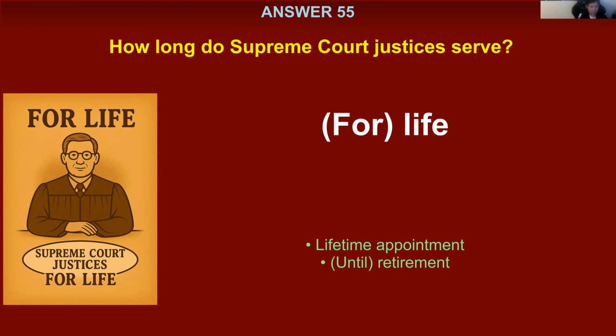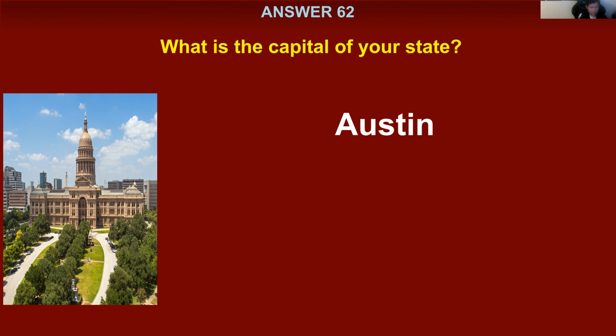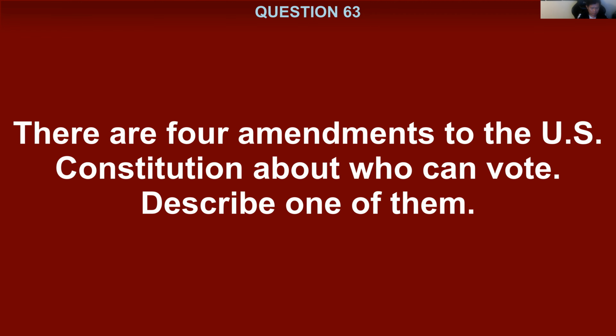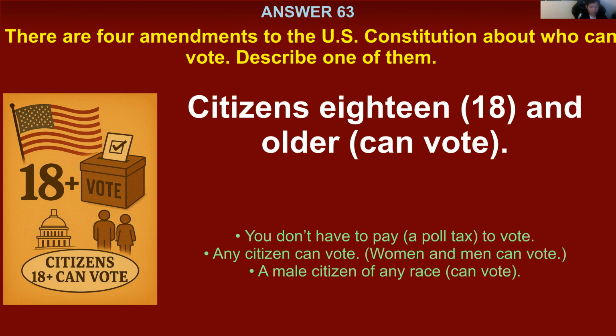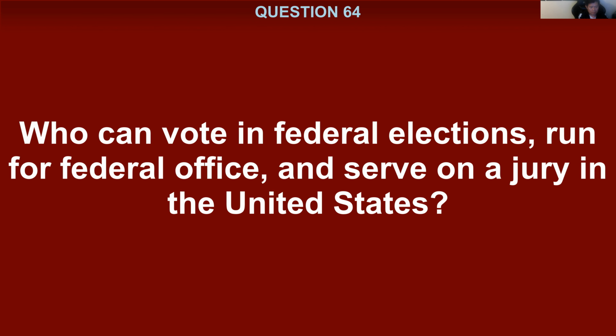Who is the governor of your state now? Greg Abbott. What is the capital of your state? Austin. There are 4 amendments to the U.S. Constitution about who can vote. Describe one of them. Citizens 18 and older can vote. Who can vote in federal elections, run for federal office, and serve on a jury in the United States?